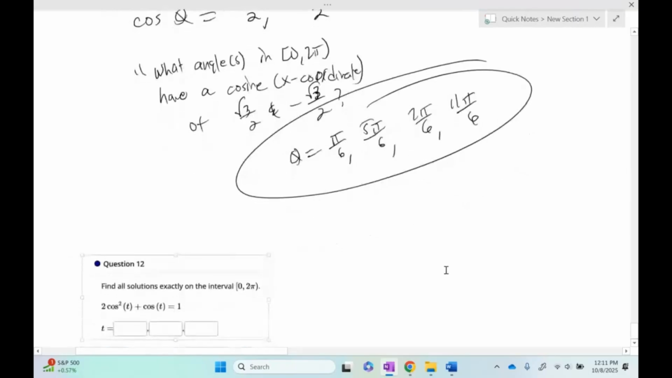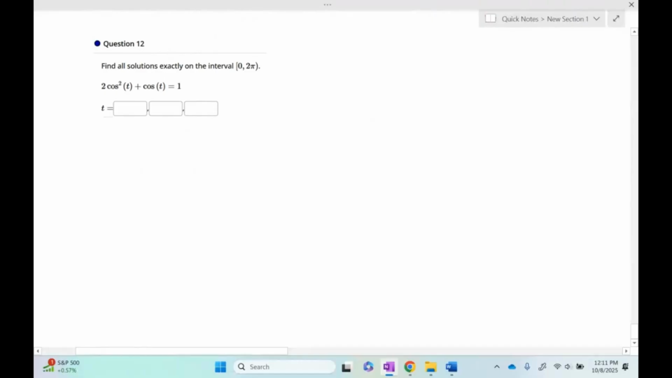So notice on number 12, we have: find all solutions exactly on the interval 0 to 2 pi. 2 cosine squared t, so I have the squared term, plus cosine t, I have the first degree term, is equal to 1. So this is a quadratic equation, and I have the second degree term, the first degree term, and then a constant. So I'm going to factor it.